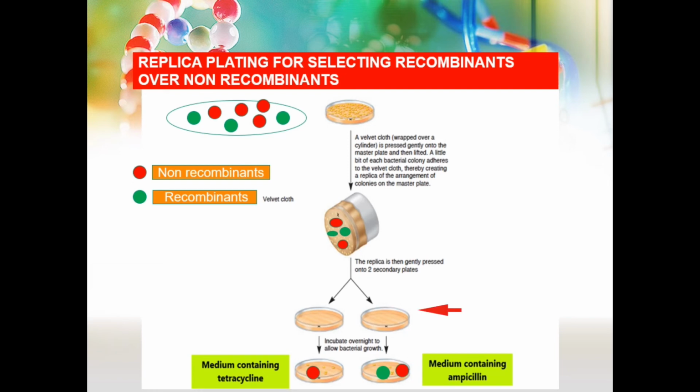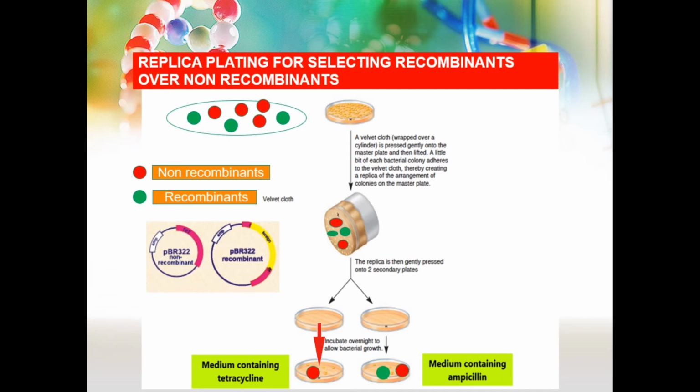Okay, now what will happen? Non-recombinants do not have a foreign gene, so their ampicillin resistant gene is intact and the tetracycline resistant gene is also intact. So these non-recombinants grow in both the plates. They will grow in the tetracycline medium and also in the ampicillin medium.